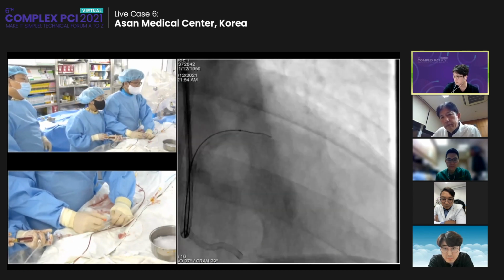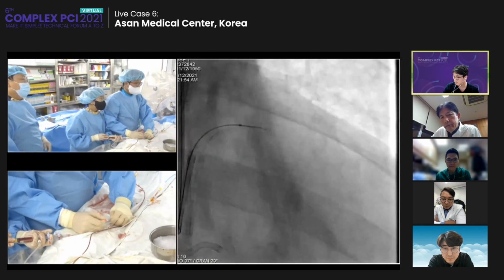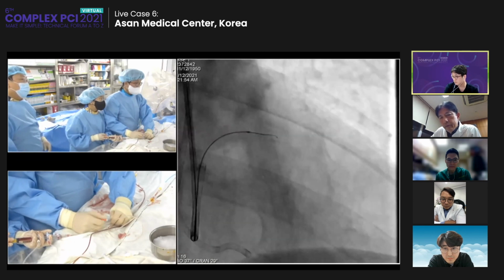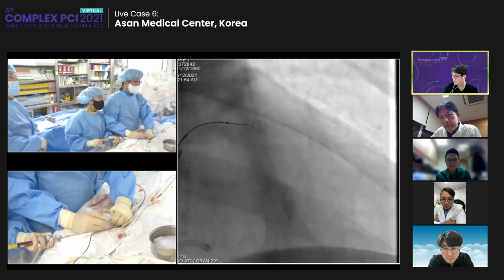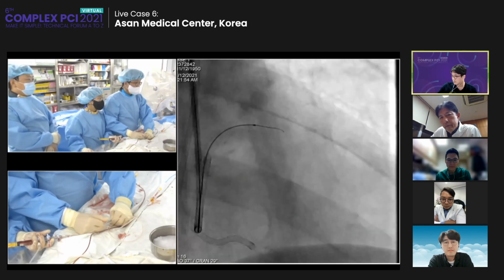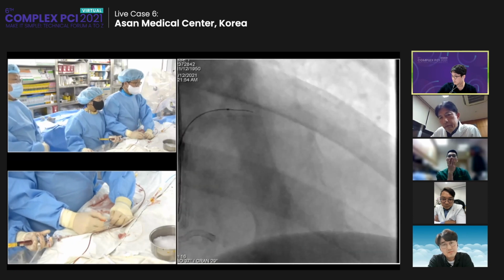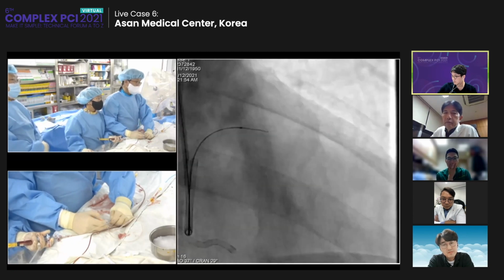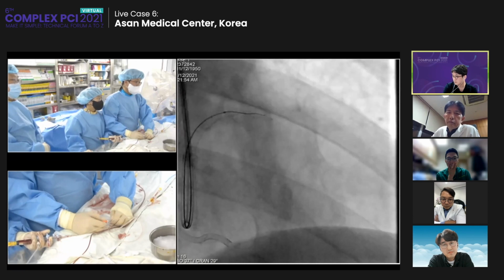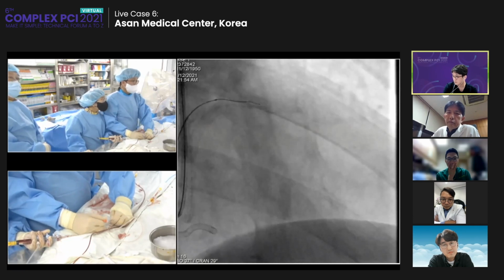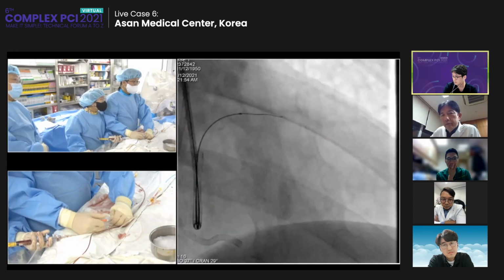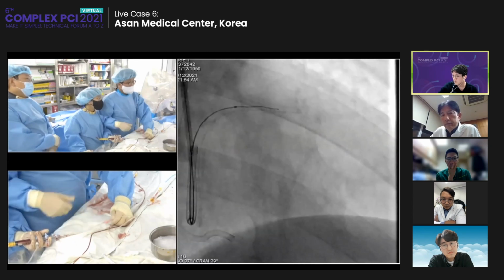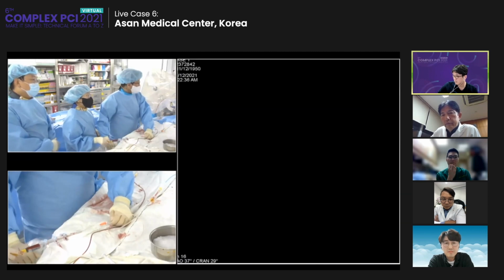Now I feel some resistance at this portion. Okay, there's some resistance here, but the position is not that bad, I think. Okay, it's good. It's more advancing right here.